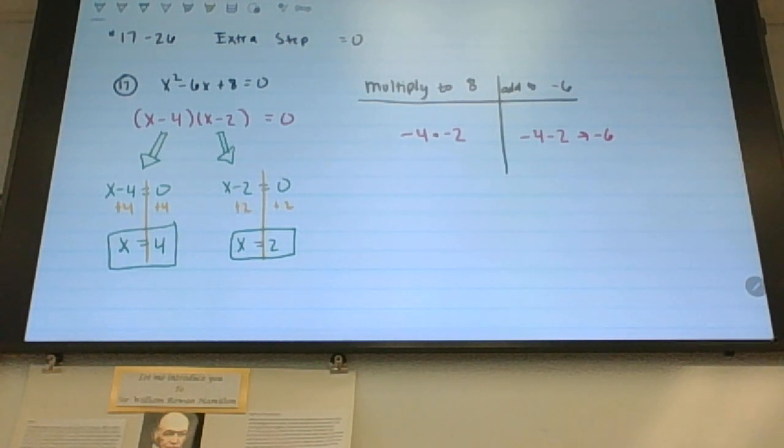All right, y'all, try 18. Beginning to end. See how close. I'm going to wait. I'm going to give everyone a chance to try lots of different numbers. Yeah, this is the extra step part because it says equals 0.